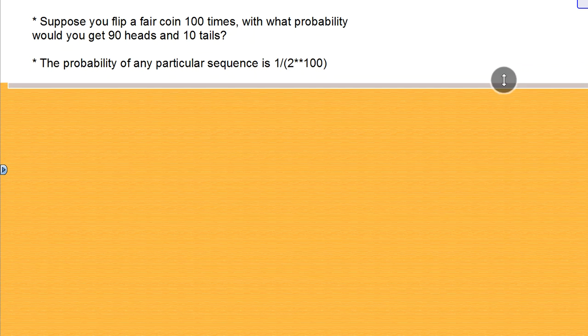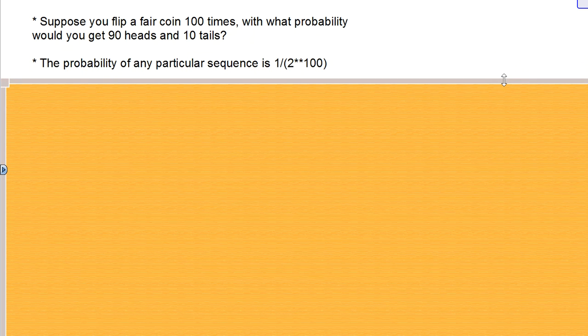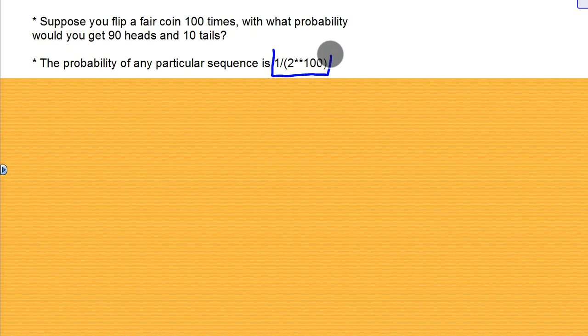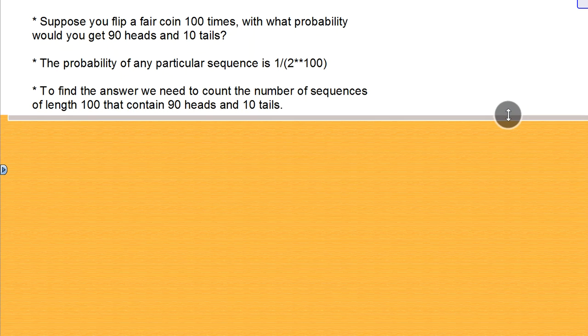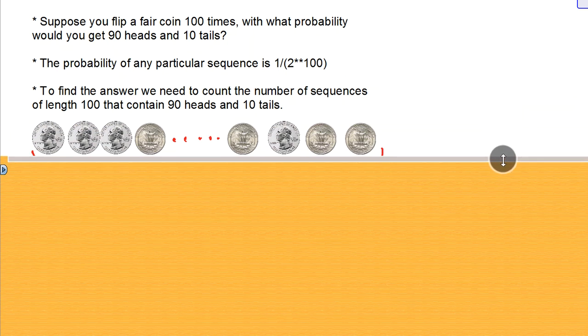So let's start by observing that the probability for a particular sequence is 1 over 2 to the 100. That's the probability of any one particular sequence, and there are 2 to the 100 such sequences. So what we really care to find is how many sequences of length 100 contain 90 heads and 10 tails. It looks something like this.